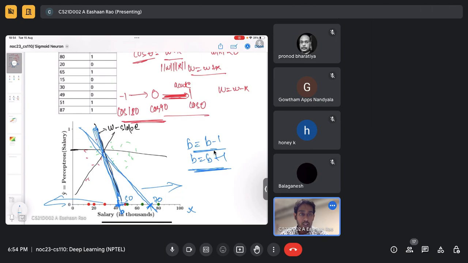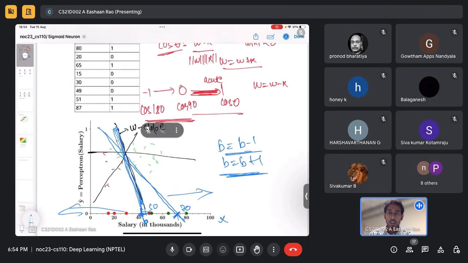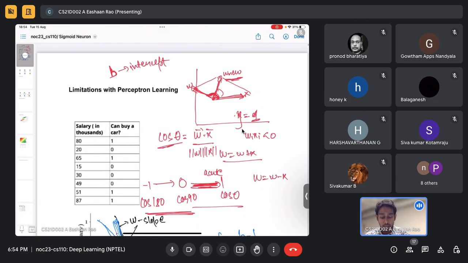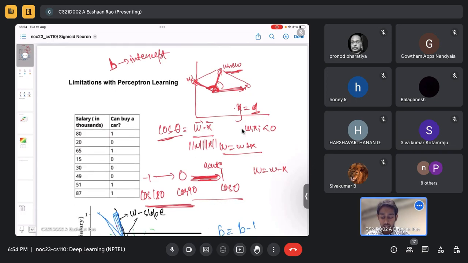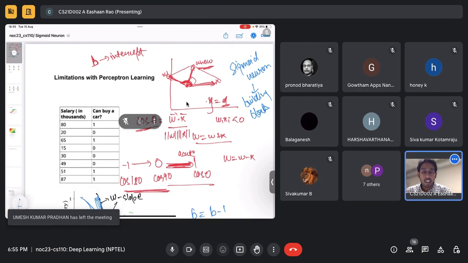Okay, so fine. That being said, it's almost 7 also. So maybe we can take a 5 minute break, and then we will start with perceptron learning, and how we go to sigmoid, and why the sigmoid neuron is a building block for deep learning networks. So we will come back by 7 and talk about that.